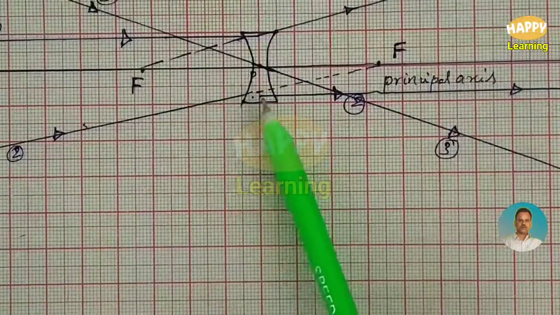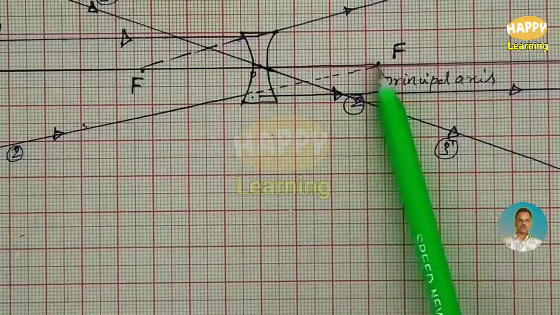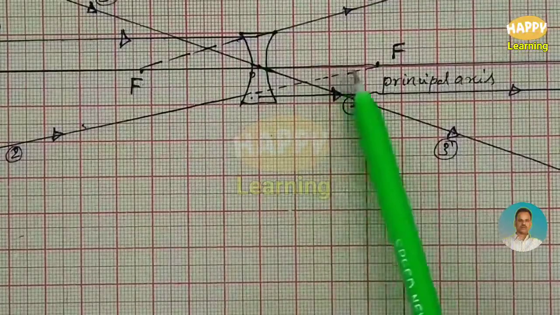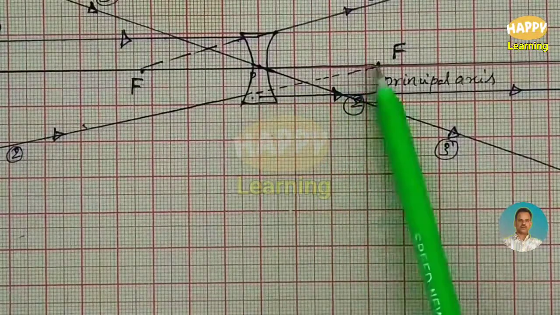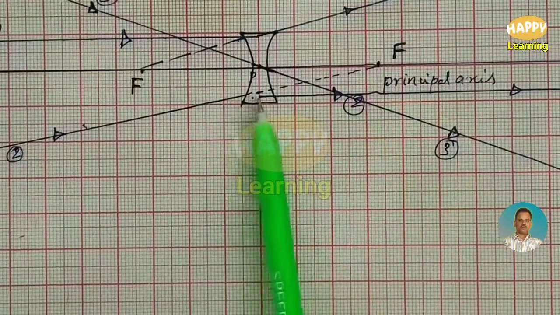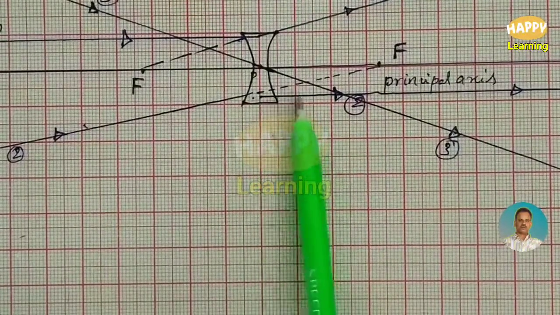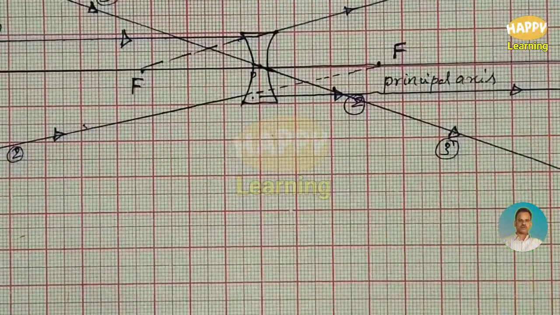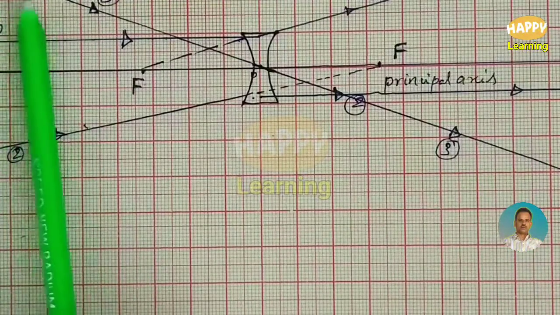Then second, this ray is incident such that it is trying to enter into the focus. This is represented by dotted line. It actually is not entering into the focus. It appears to be entering into the focus, but just after crossing this lens, it becomes parallel to the principal axis.